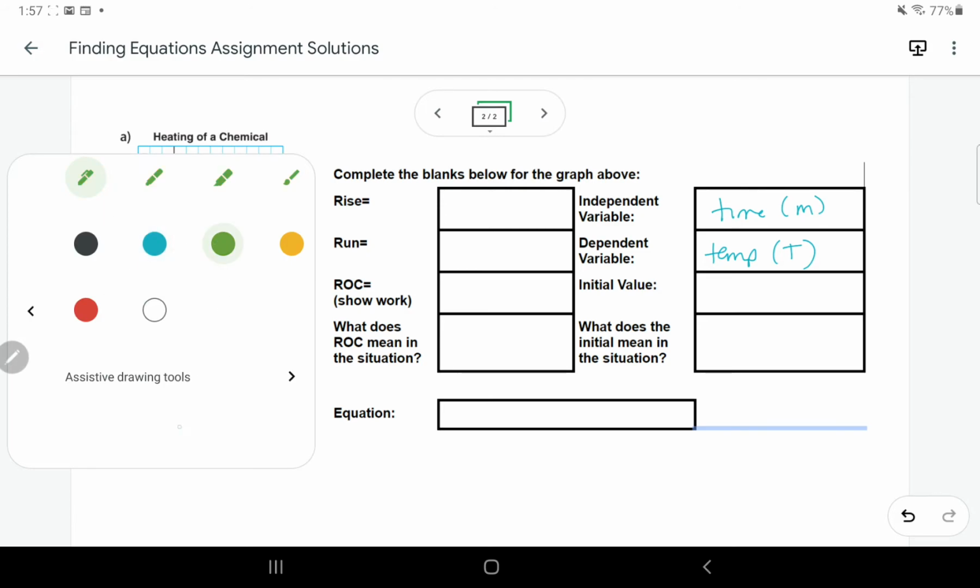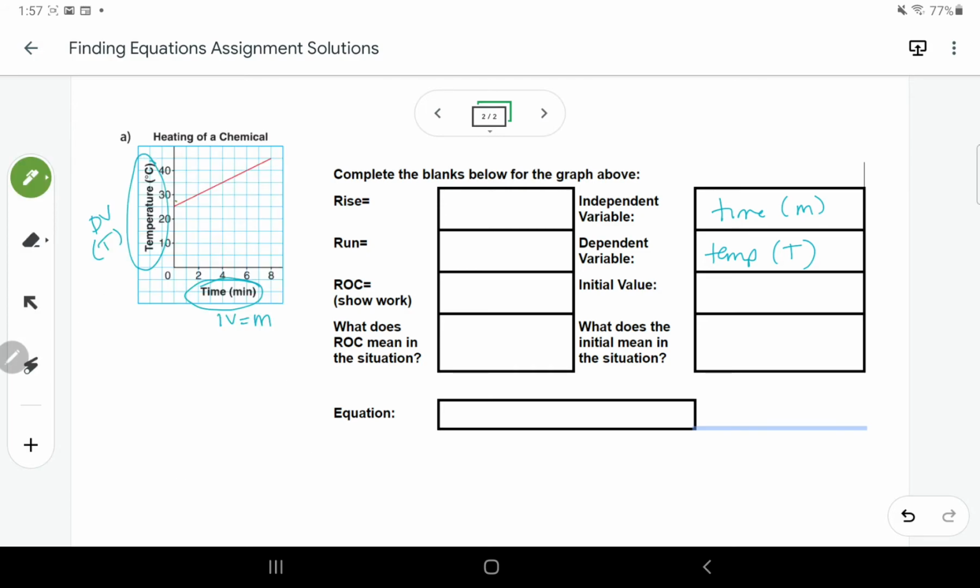Okay, then the initial is pretty easy to find from the graphs. So my initial is 25. So I'll put that in my chart here. And what does the initial value mean in this situation? So here the initial value means the starting temperature. The 25 degrees is on that vertical axis that's measuring temperature, and it's the very start.